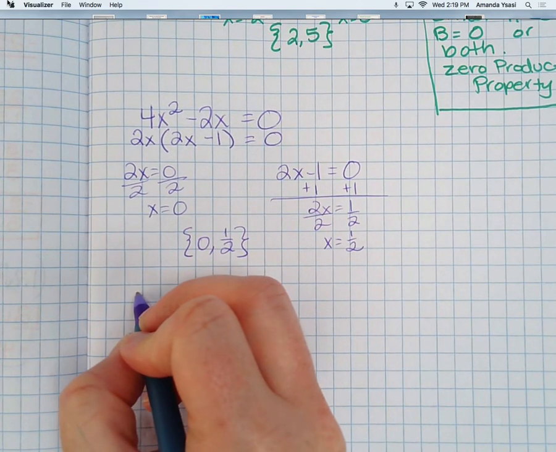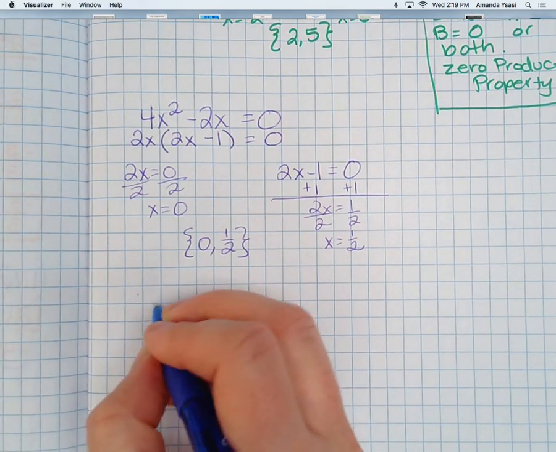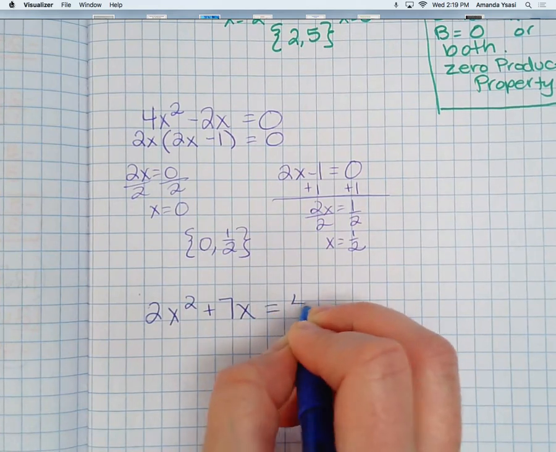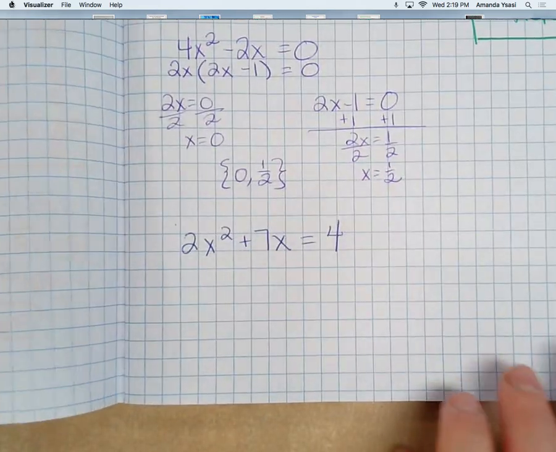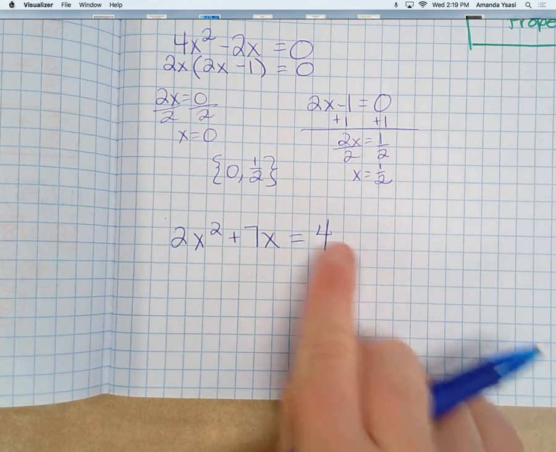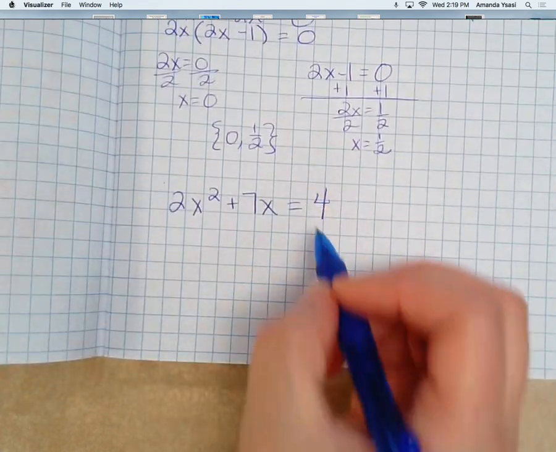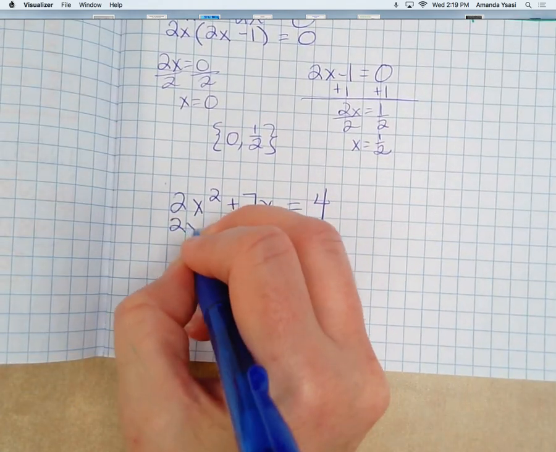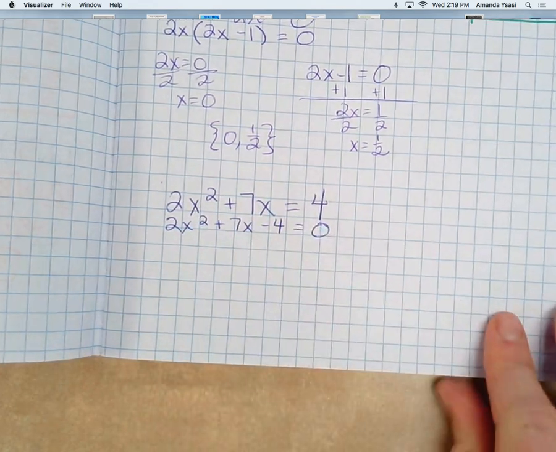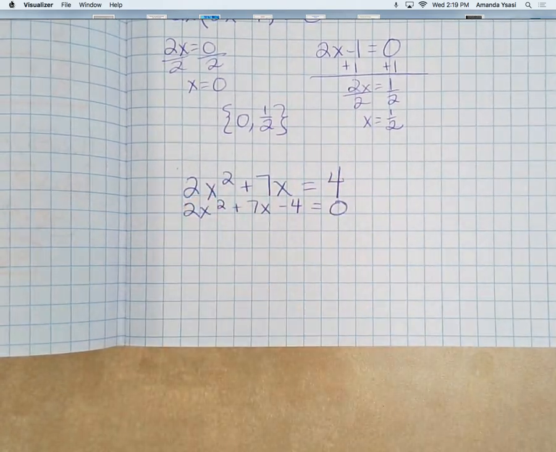Okay, let's do another one. 2x squared plus 7x equals 4. So I need to factor this, but this doesn't say equals 0. So I need to move it to the other side, right? 2x squared plus 7x minus 4 equals 0 now, because I just subtracted 4 on both sides.